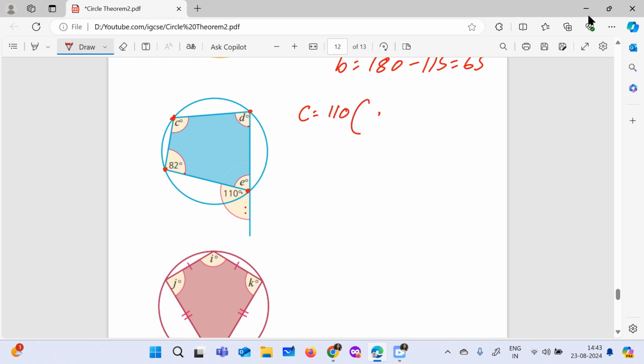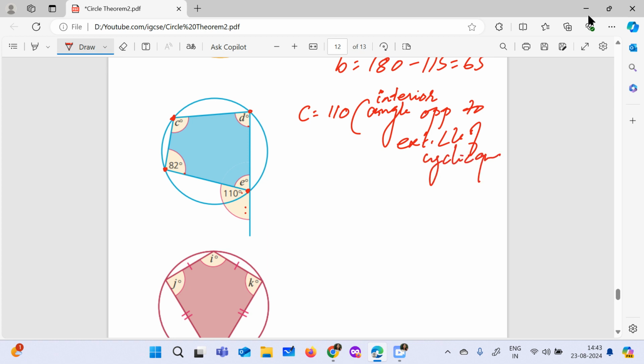So you can write: the interior angle opposite to the exterior angle of a cyclic quadrilateral. Understood? Okay, now C will be 110.